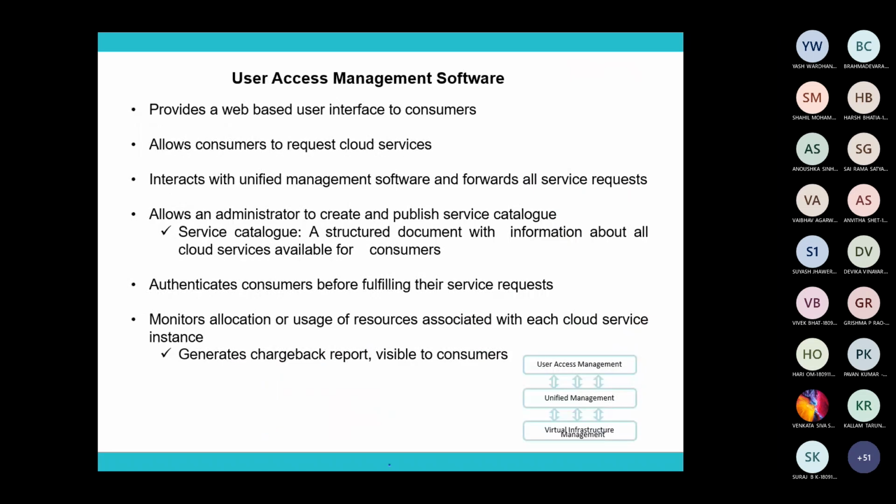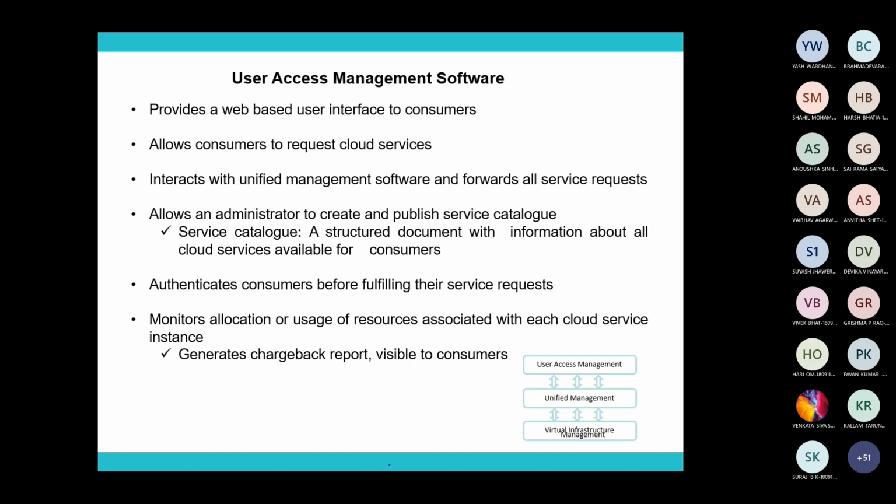Okay. So user access management software. Normally it will be a web interface, right? Through which the cloud customer is going to access the compute resources. Maybe if you want to access Amazon resources, they will provide an Amazon portal through which you access their resources. And user access management also lets an administrator publish any new service catalog, and all that can be done through the user access management software.